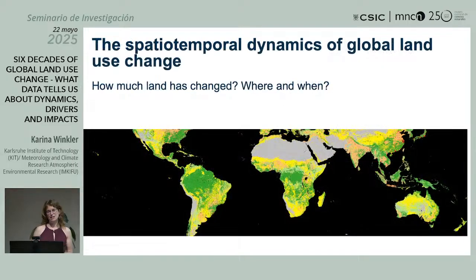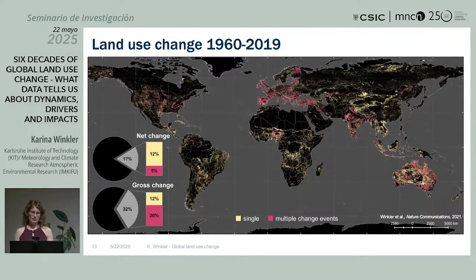Looking at the spatiotemporal patterns, our first question is: what do we learn from this data, and how much land has changed, where and when do these changes occur? This is a map of the land use changes. We see here areas which have changed only once in the period from 1960 to 2019. These are single change events, which you can see in yellow. And the red color shows areas where there have been multiple changes in this period.